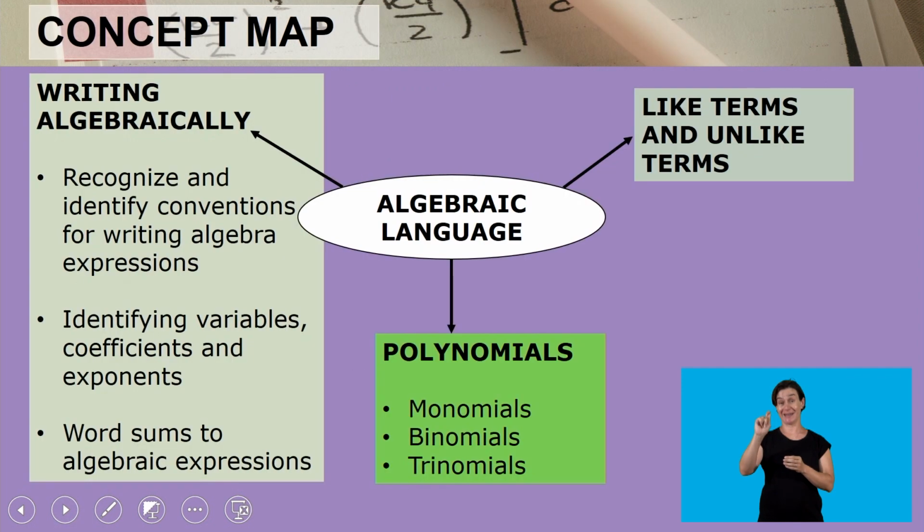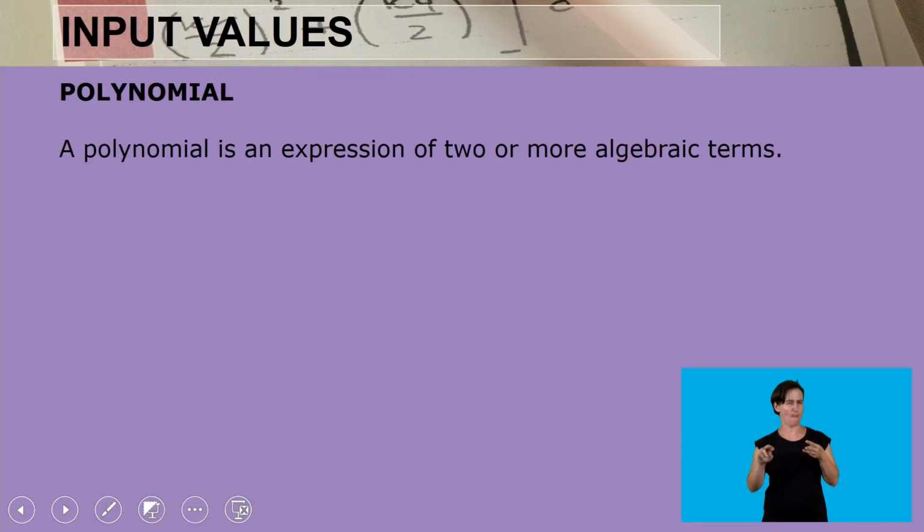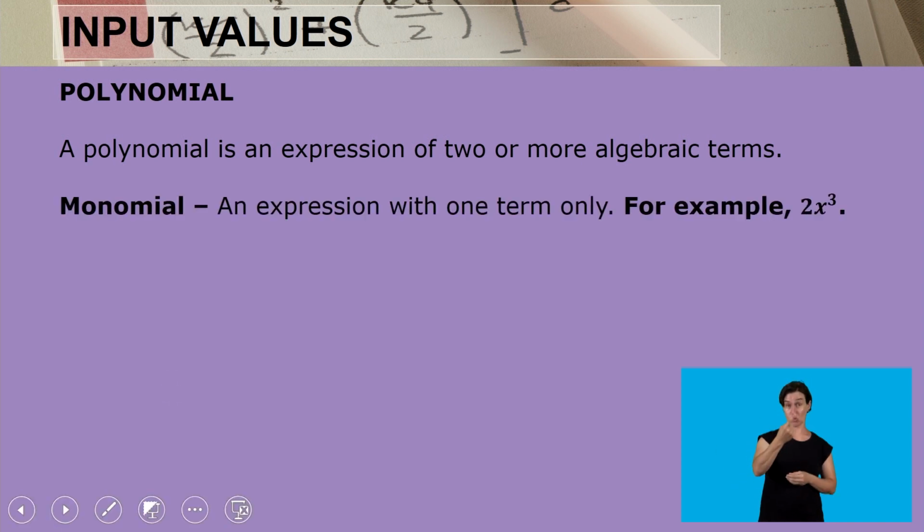Let's quickly go through our last concept on our concept map, and that is polynomials, where we are going to be looking at what types of polynomials we have. So what is a polynomial? Well, a polynomial is an expression of two or more algebraic terms. Let's look at the first polynomial there, and that is a monomial. A monomial is an expression with one term only.